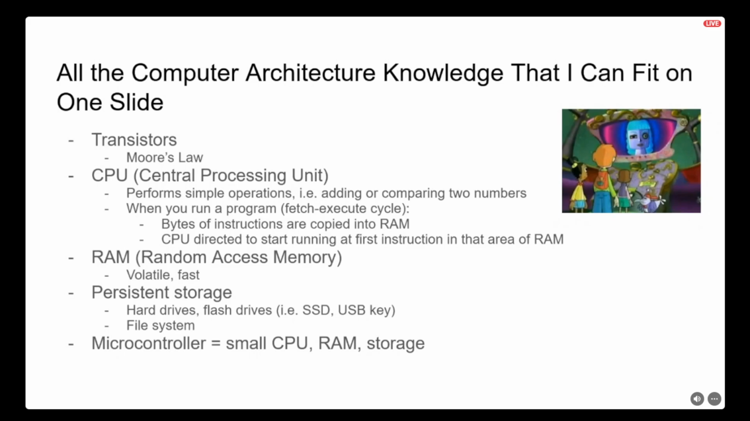So it's easy to access. It's close to the CPU physically, but it's going to lose that information. For example, when you're working on a text document, you are changing bytes in RAM. That's why if you close out of Word and you haven't saved your document, you lose those changes to your document, because it's volatile memory.